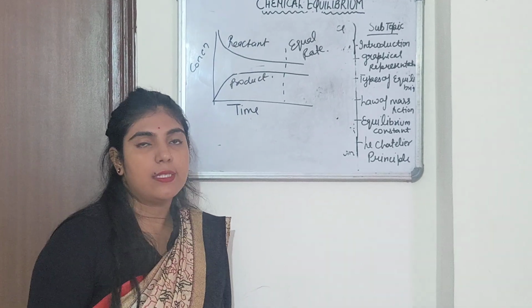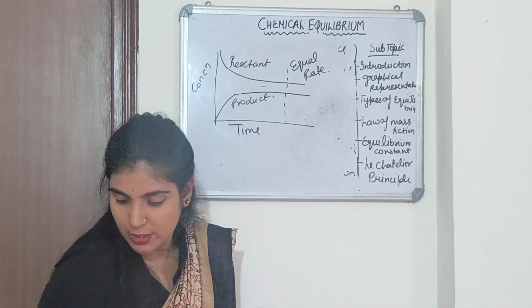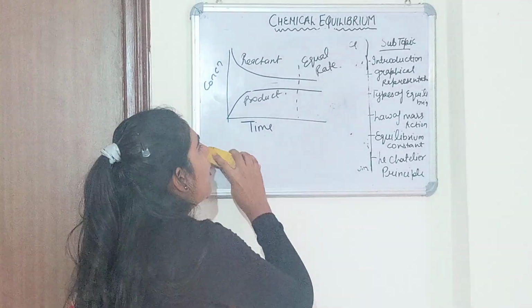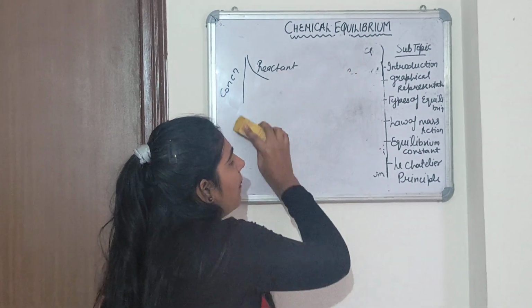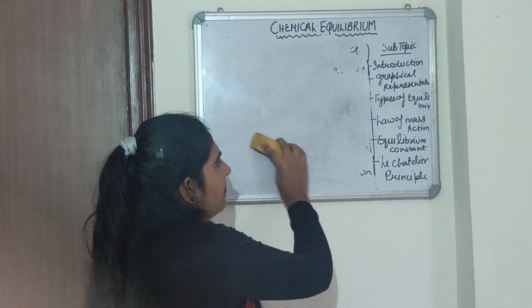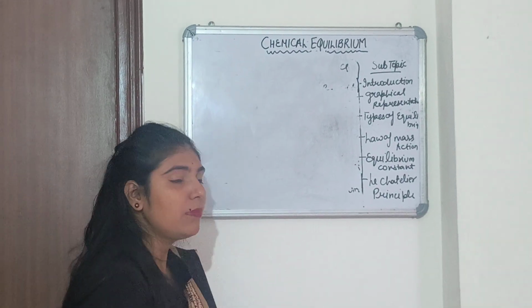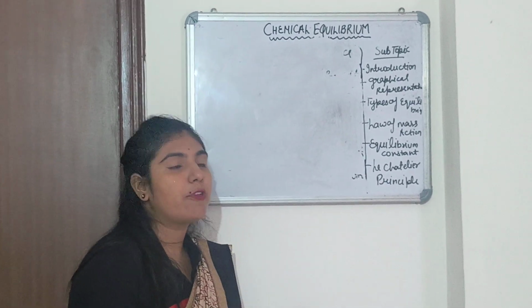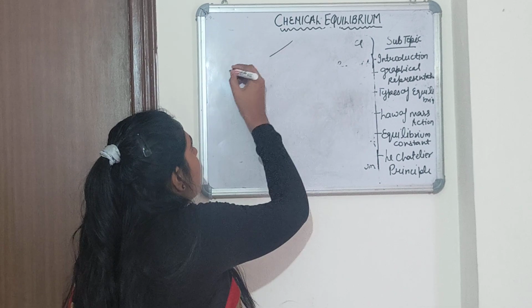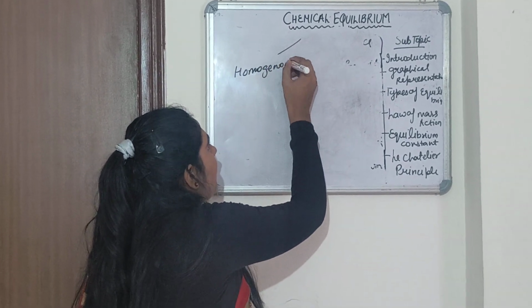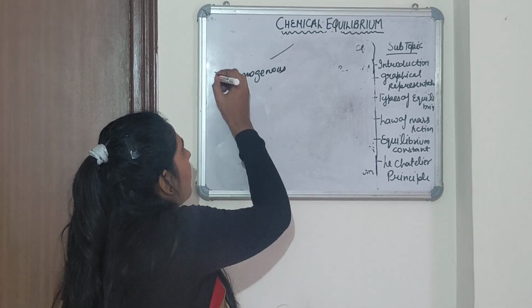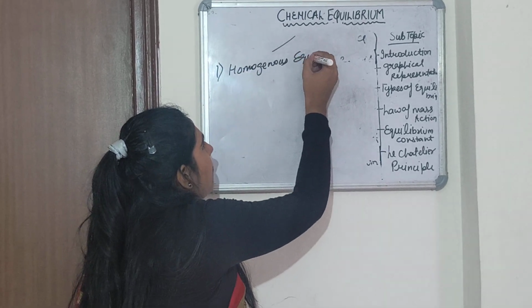Now let's discuss it properly with the equilibrium constant. Firstly, let's discuss what the different types of equilibrium are. There are two types of equilibrium: homogeneous and heterogeneous equilibrium.